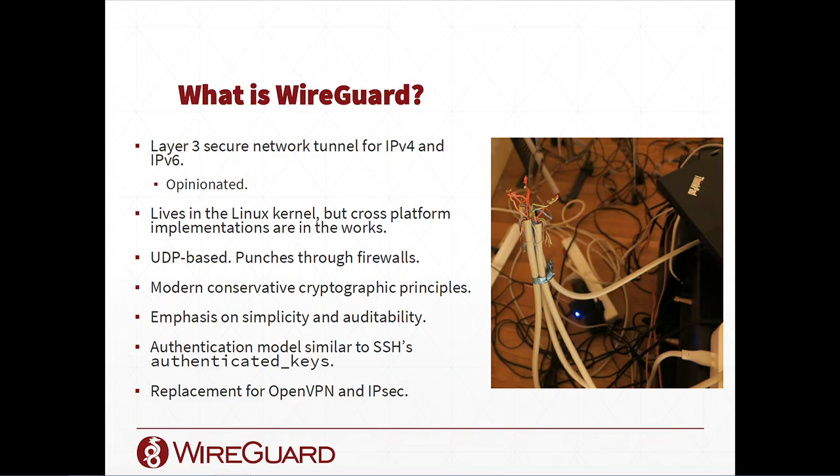The authentication model is a bit like SSH's authorized keys. Rather than having certificates or some complicated key exchange, you simply pre-exchange public keys like you would with SSH, and then two peers can talk to each other. So in other words, the key distribution problem, we don't handle. That's left better for other layers, for other things you could build on top of it. So instead, we implement something very simple, like SSH's authorized keys, that you can then build on top of. And it's meant in general to be a replacement for OpenVPN and IPsec.